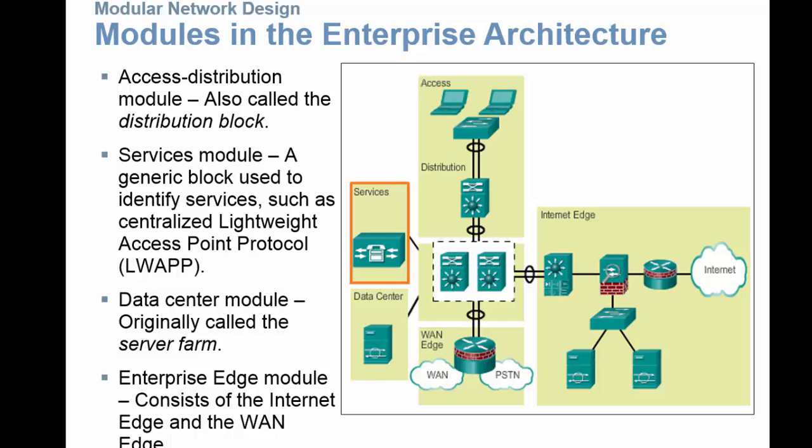The modules in the enterprise architecture are just a bit different. We have the access distribution model. It's also called the distribution block. Then we have the services module, a generic block used to identify services such as the centralized Lightweight Access Point Protocol, or LWAPP. You'll have the data center module, and it was originally called the server farm, but now it's referred to as the data center module. And then the enterprise edge module consists of the internet edge and the WAN edge.